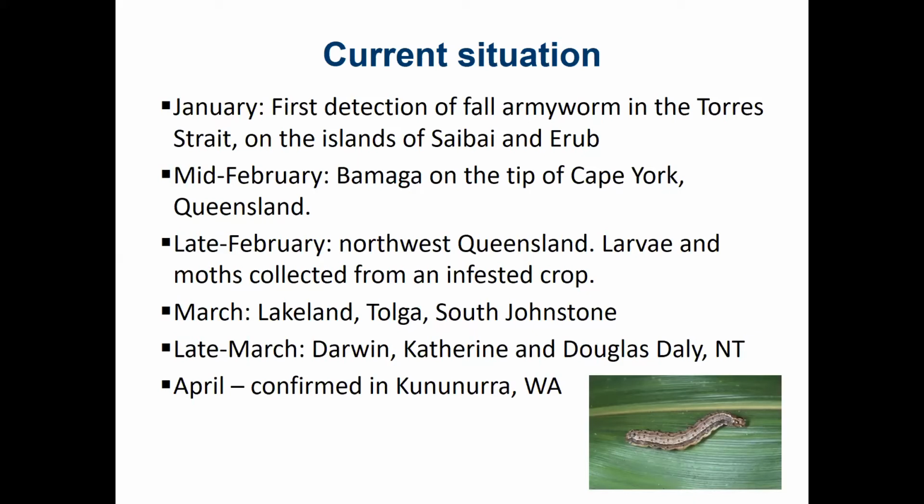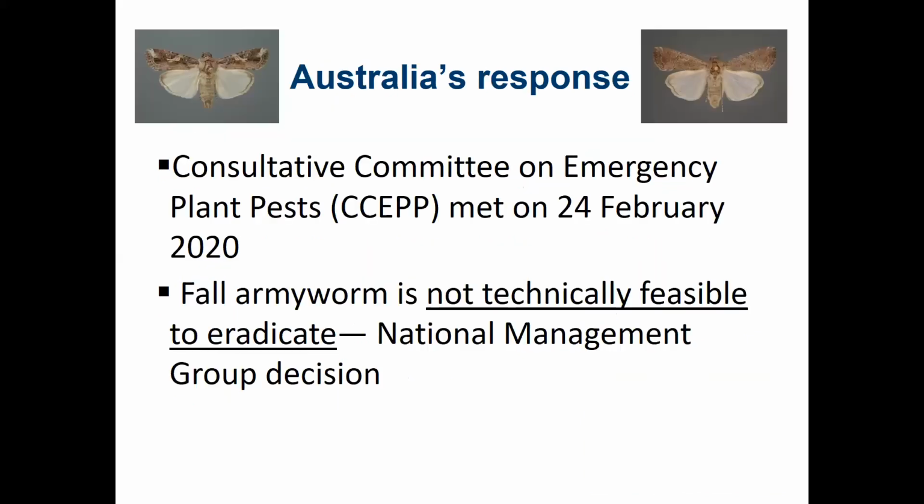On the 1st of April, fall armyworm was confirmed in Western Australia from a moth that was collected in Kununurra in March. In February, the Consultative Committee on Emergency Plant Pests, a national body, met and determined that fall armyworm is not technically feasible to eradicate. Nonetheless, it is still likely to be a serious pest, and state and federal governments continue to monitor the spread of this insect throughout Australia.